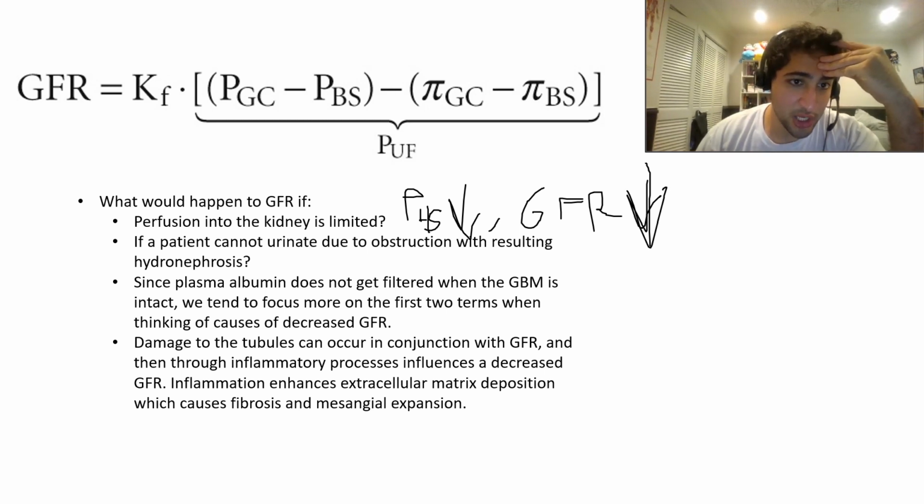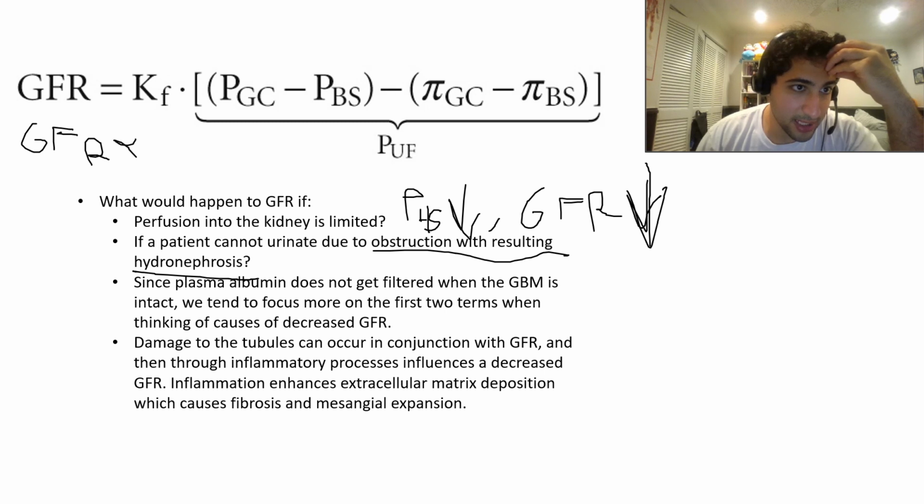If a patient cannot urinate due to obstruction with resulting hydronephrosis, if there's obstruction, is there flow of urine? Remember, the GFR equation is directly proportional.